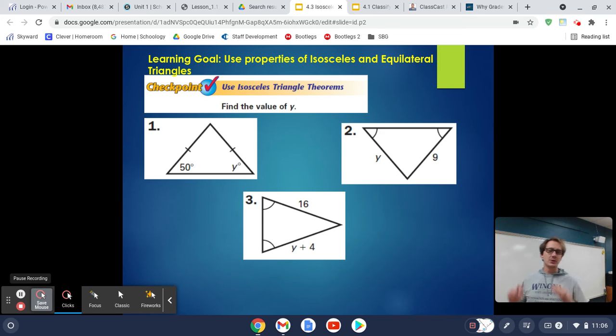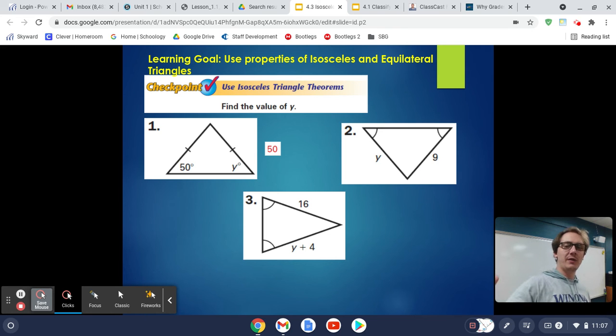All right, welcome back. So staring at these problems. Problem number 1, we see that we have an isosceles triangle. We know it because we have 2 congruent sides, which means our opposite angles have to be congruent. So y and 50 have to be the same. So the answer to that first one will be 50.